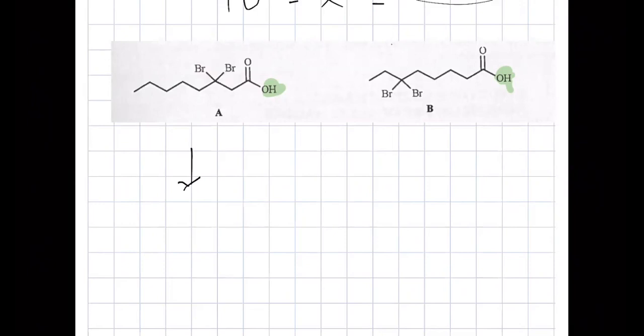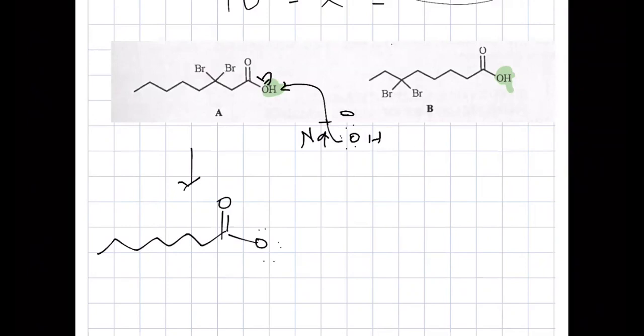Let's say I added in some sodium hydroxide. Right? And I grab this proton here, and I'm giving that other pair of electrons back to oxygen. So it will look like this. This will be the conjugate base, right? Following? If you're not following, say something. All right, that's the conjugate base for A.